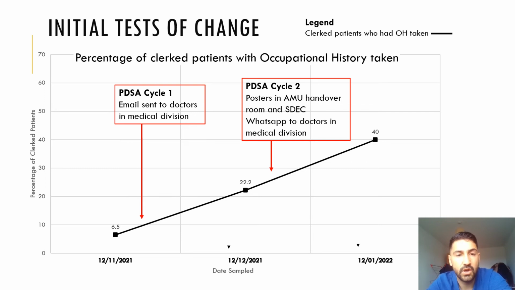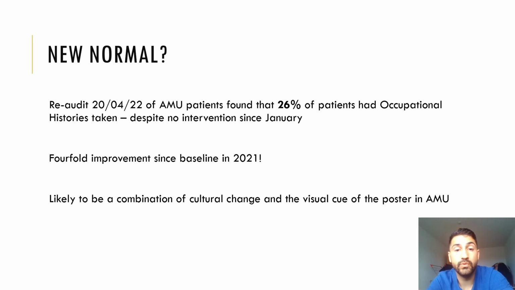So after the first cycle of educational materials, our rate increased to 22%. Now following a second cycle of primarily visual reminders and posters, we managed to increase that number and improve it to 40%. So I waited 3 months before re-auditing to find that still 26% of people were having occupational histories taken despite no intervention since January.